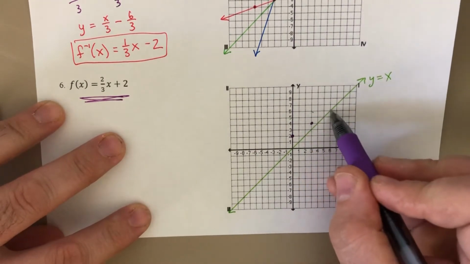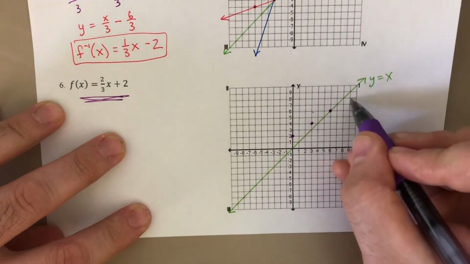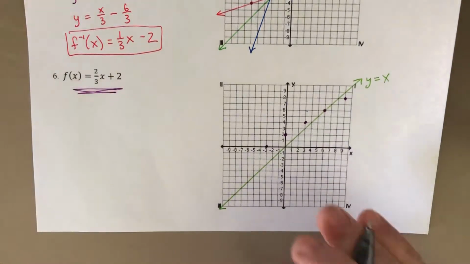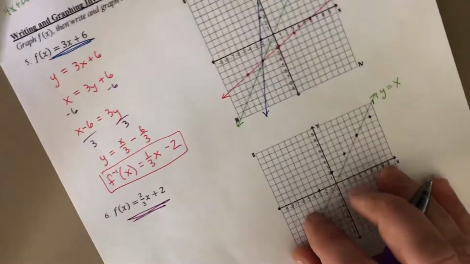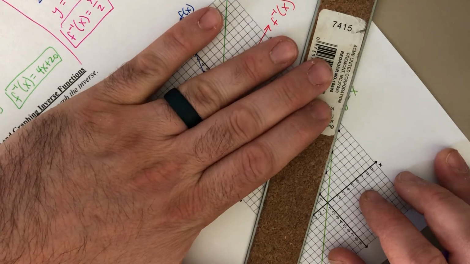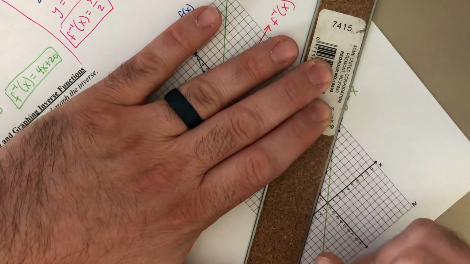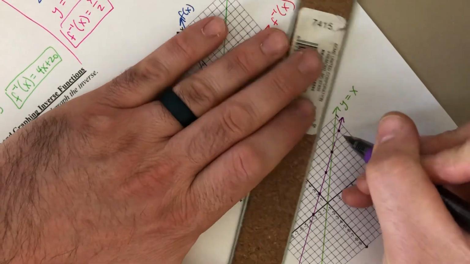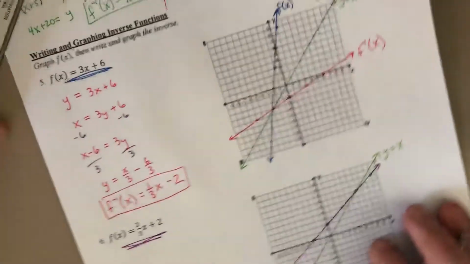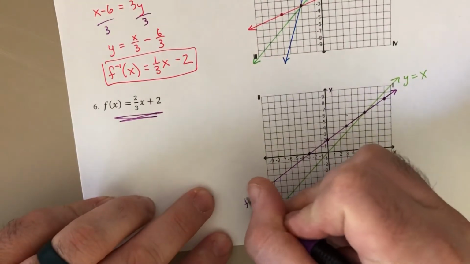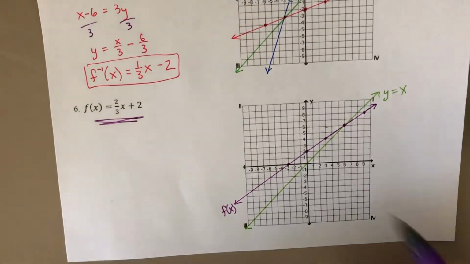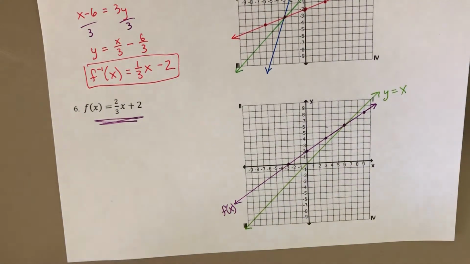Up 2 over 3, right? Rise over run. Up 2 over 3. You just kind of get the idea. Enough points to make a real good line here. And that is our f of x, our original. Okay, and so we're going to reflect about that line y equals x.